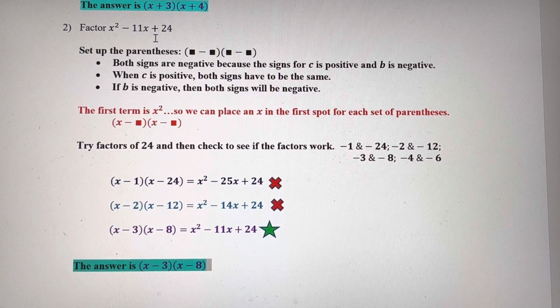Okay, notice x squared plus or minus bx, but notice in both these examples and in the examples you'll work in class today, C is positive, okay?